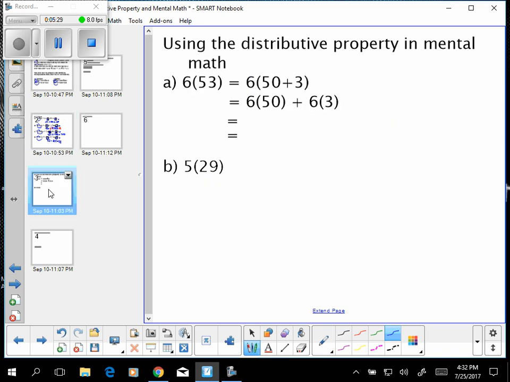How we use it in mental math is an old strategy that is sometimes called combining or breaking apart. We take a look at the 53 and say, you know what, that's 50 plus 3. And if I take 6 times 50, because I need to distribute the 6 to the 50, plus distribute the 6 to the 3, and get 6 times 3, I will have 300 plus 18. Now that's a pretty easy addition. My answer is 318. Let's look at example B.